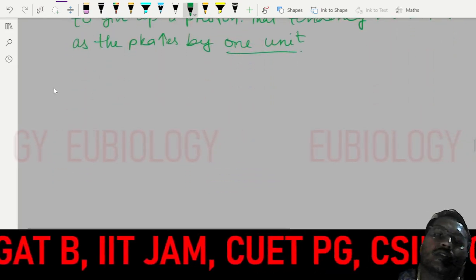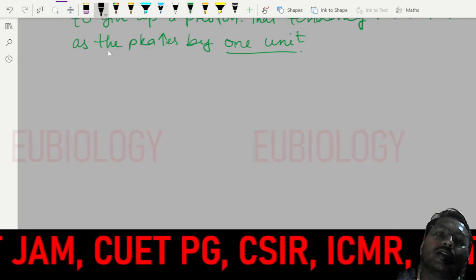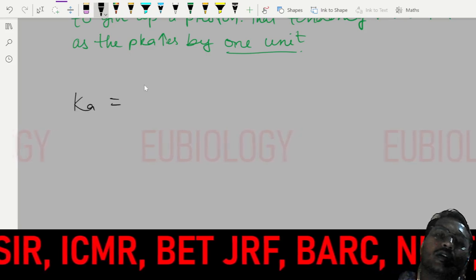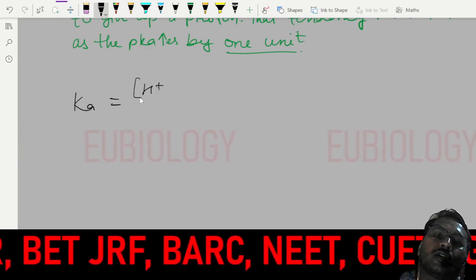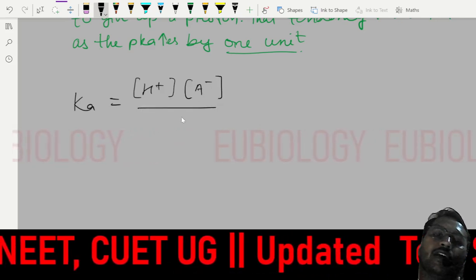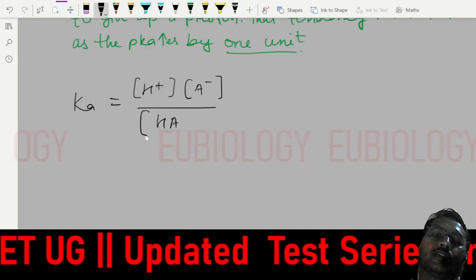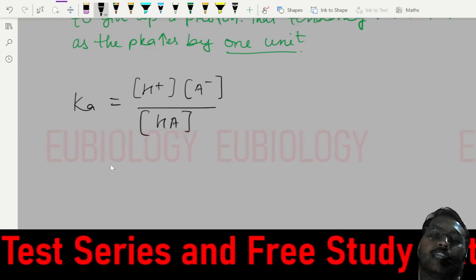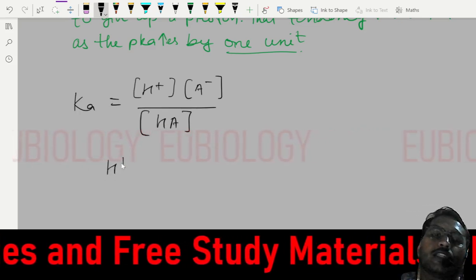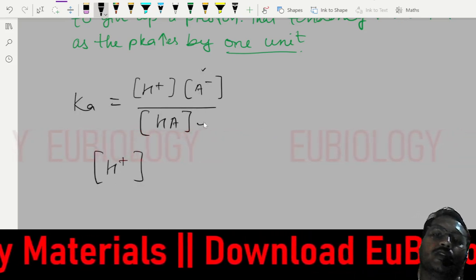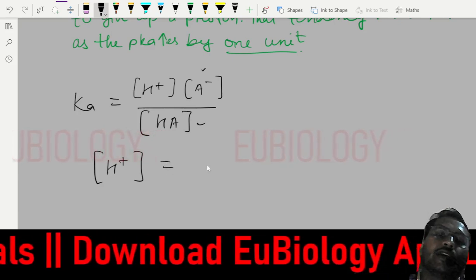So as you know, the Ka, the dissociation constant, we just saw, is equal to what? H plus times A minus divided by HA. This we studied. Now, we have to find H plus. I'm putting this H plus on one side and passing these two units to the left side. So what will I get?